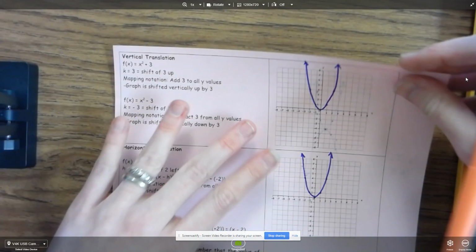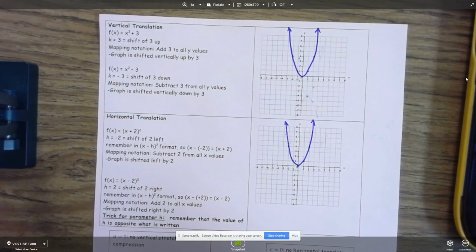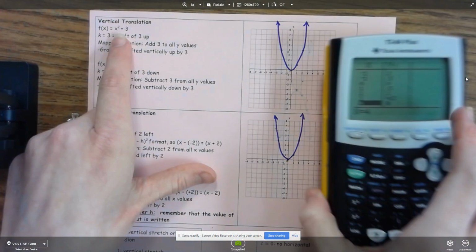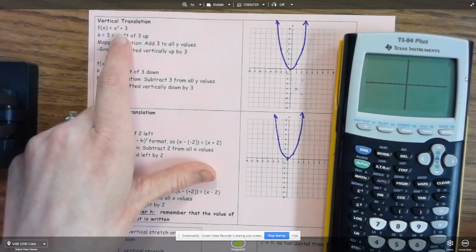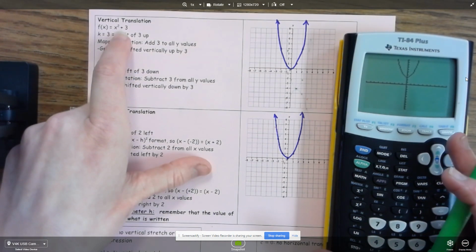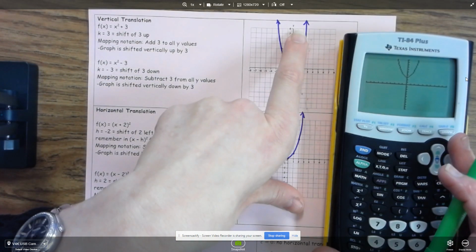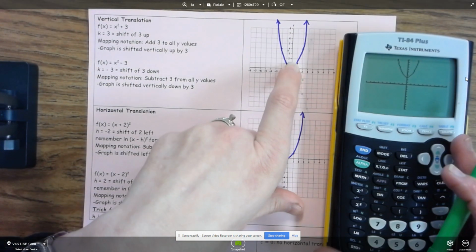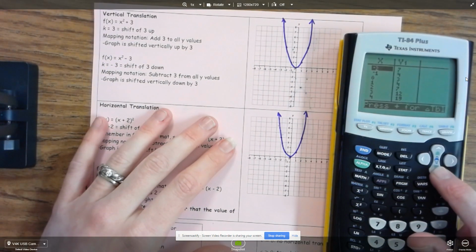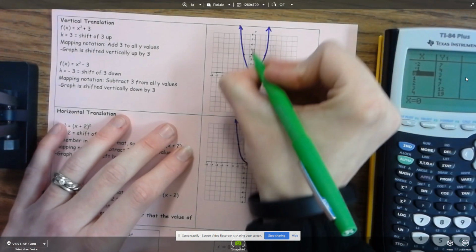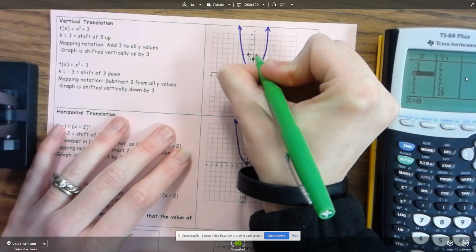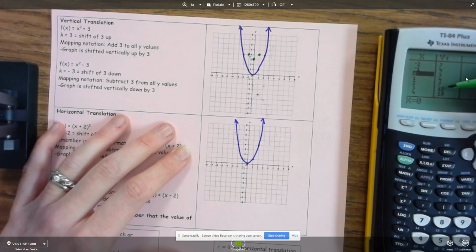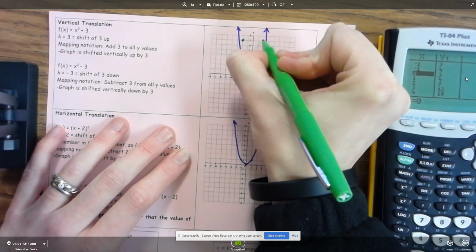All right, inside this, I've got my parent function graphed again. Now we're going to do vertical translations. We're going to do x squared plus 3. What this does is it moves my whole parabola up by 3. Every point, we just added 3 to all the y values. So now, instead of being at 0, 0, I'm at 0, 3. Then I've got negative 1, 4, and positive 1, 4. And then negative 2, 7, and positive 2, 7.